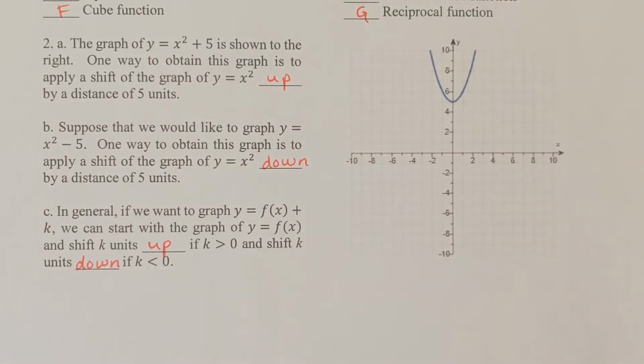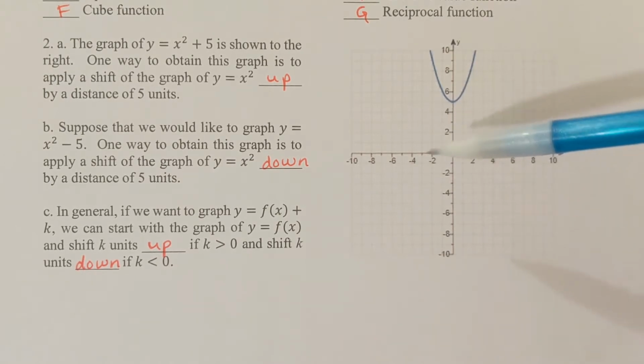Problem 2. The graph of y equals x squared plus 5 is shown to the right. One way to obtain this graph is to apply a shift of the graph of y equals x squared up by a distance of 5 units. Okay, so we know that the graph of y equals x squared is centered at the origin, so I would have shifted up 5 units.